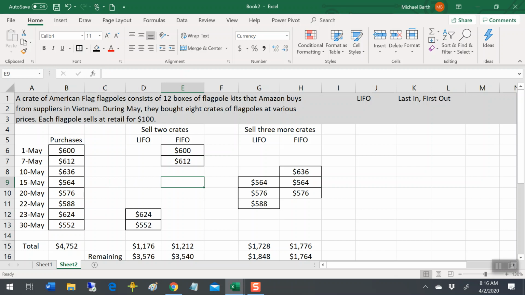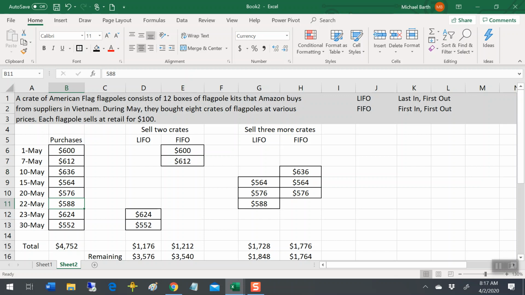Okay, as opposed to FIFO, which is first in, first out. And what that means is that whatever we got first is what we're going to sell next. So as they sell the crates, they assume that they start with the ones they bought on May 1st, May 7th, May 10th, and those are the first ones they sell.